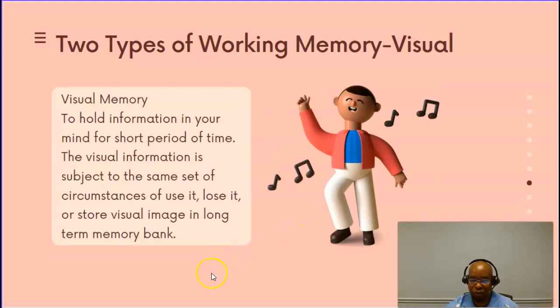The other one is visual. And in the visual sense is the whole information in a short period of time that you see, of course. And this information, visual information, is subject to the same set of circumstances. You still use it, lose it, or it can be stored in a long-term memory bank.